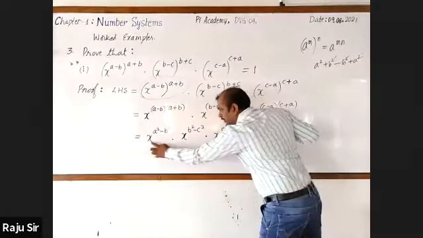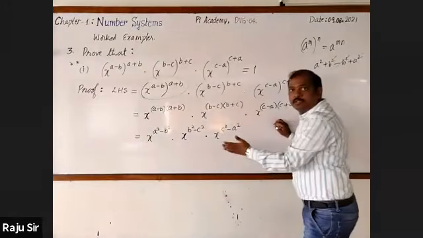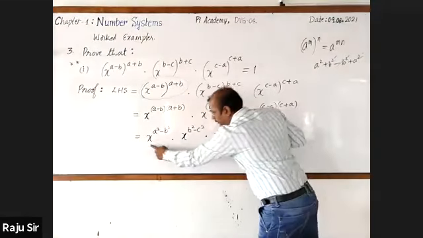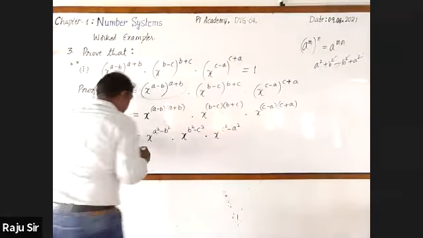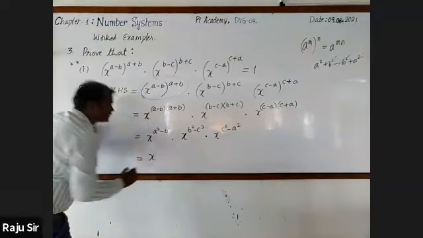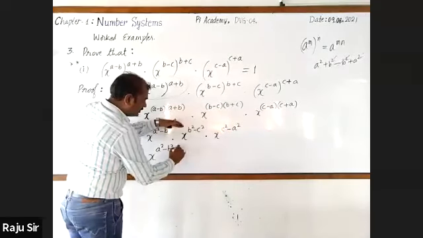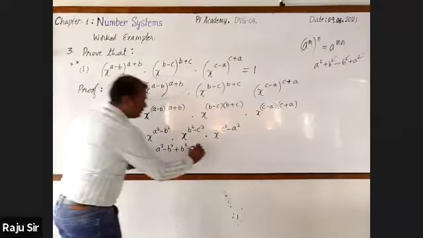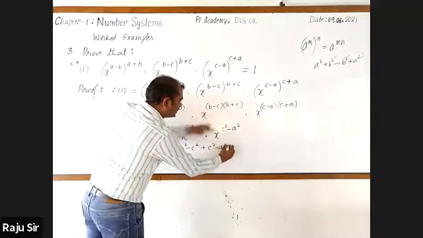Look at them. Here the bases are the same. We all know that when the bases are the same, powers can be added. Let us write using the first law of exponents. X raised to the power a square minus b square, plus the second power, b square minus c square. Go on writing with me. Plus the third power, c square minus a square.